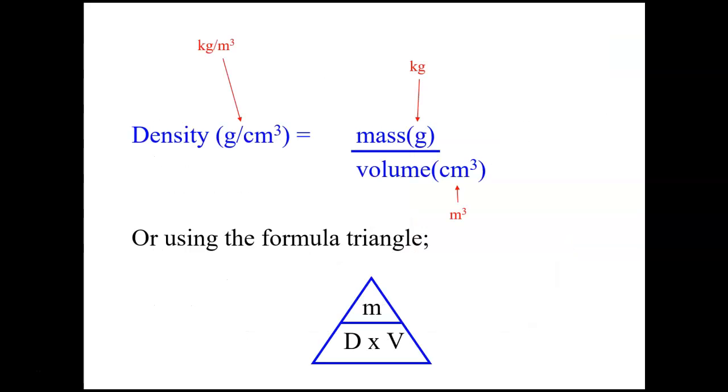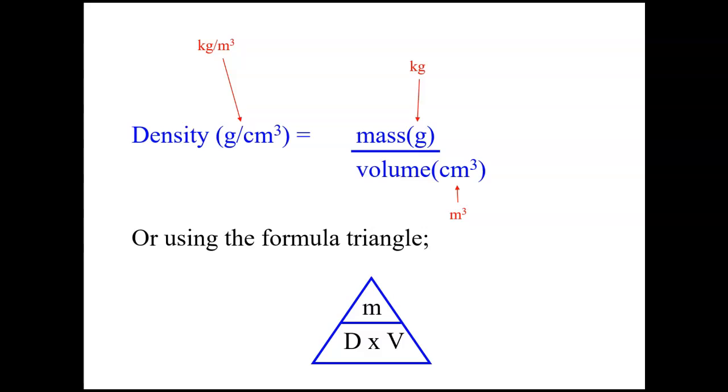Okay, how do we calculate density? If you look at the unit, it shows us how to calculate. The density is in grams per centimetre cubed, so it's the mass in grams divided by the volume in centimetre cubed. So density is mass divided by volume. Normally we use grams and centimetre cubes, so density is in grams per centimetre cubed.